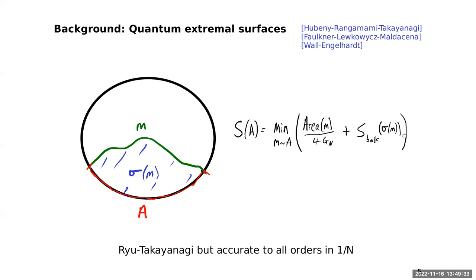There's also regulator dependence in this term. So the bulk entanglement entropy is UV divergent, like entanglement entropy normally is. This G Newton is the bare coupling, Newton's constant. And the story is that when you separate the counterterm from this, it cancels the UV divergences in this to give you something finite and regulator independent. So these two terms are separately regulator dependent, but the sum, which is the generalized entropy, is scheme independent.